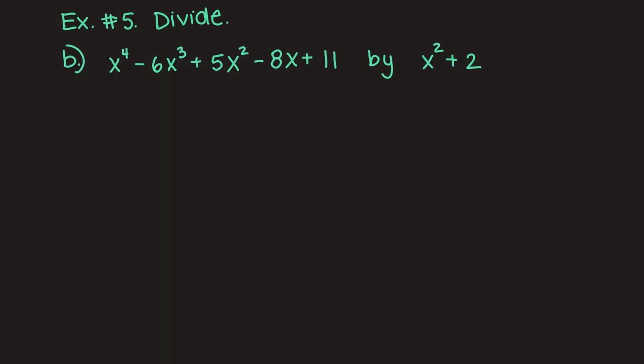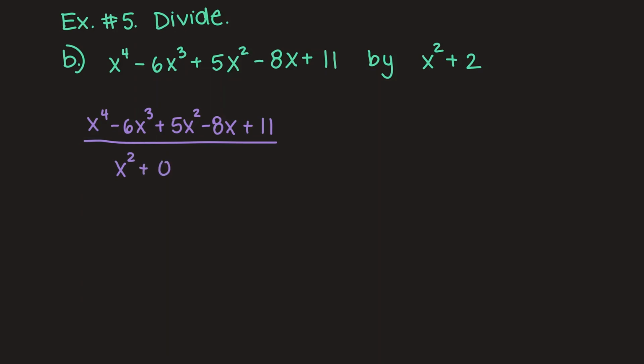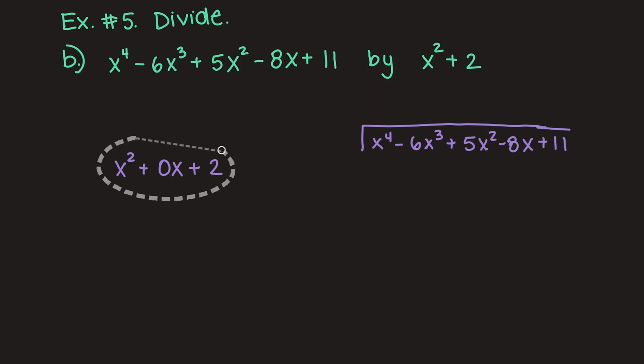For the next example, first we check to see if the exponents in our polynomial are in descending order, which they are, and we also aren't missing any terms for this one. However, for the second polynomial, this time we are missing the x term, so we rewrite our divisor as x squared plus 0x plus 2. Now we can perform our long division on this.